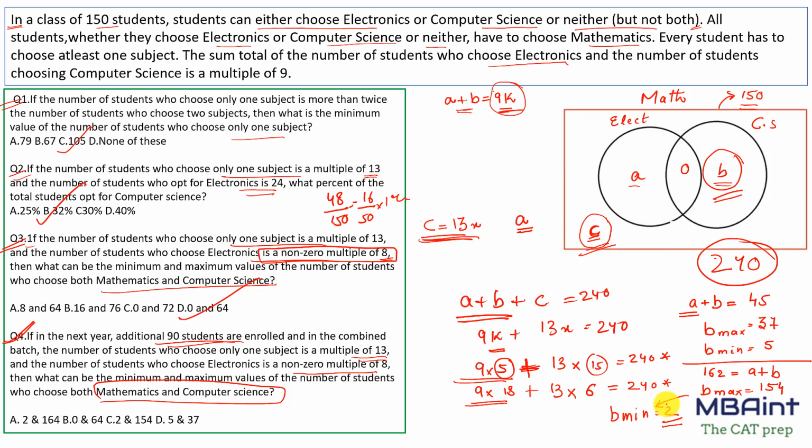Now overall, what is the minimum value of b? 2. What is the maximum value of b? 154. So 2 and 154, that is, C is the correct option. So this is an easy question. It's all about whether you know how to solve integral solution equations or not. That's all. Or it just takes the help of a Venn diagram scenario.